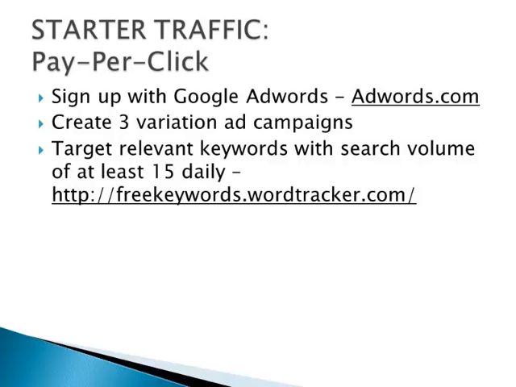to put on Google search engine listings. The reason for 3 different variations, especially different headlines but similar bodies, is because you want to test out which pay-per-click advertisement converts the best and generates the most click-throughs. After a few days, you want to pick out the winner and ditch the losers. Pick the winning advertisement, and that will be the campaign you will use from now on. Next, you will need to target relevant keywords with a search volume of at least 15 searches daily.